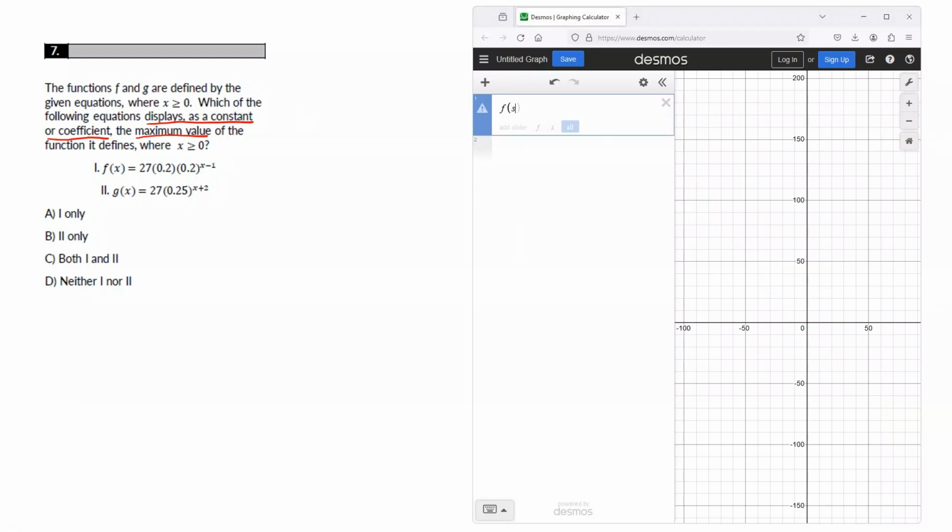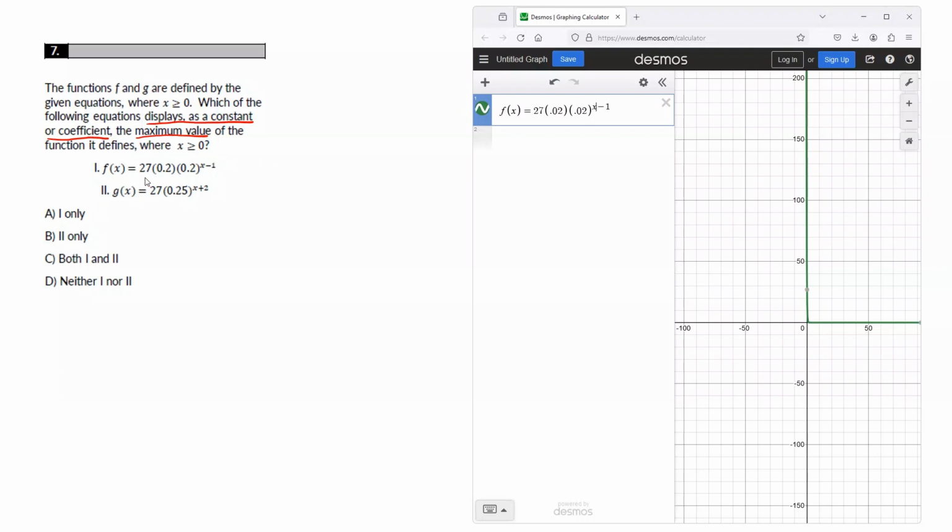f of x equals 27 times 0.2, and then the exponent is x minus 1. This is a little funny. I can't type x minus 1 as an exponent, because every time I type the minus, it goes back down to the main level. My trick is to forget the x, just do the minus 1, and then put the x in later. It's such a little thing, but I've seen a lot of students get frustrated by that.